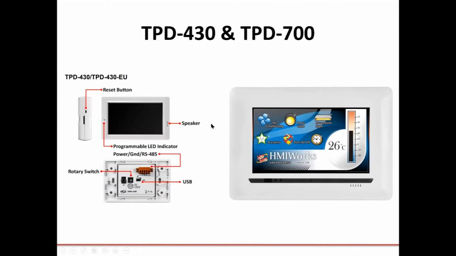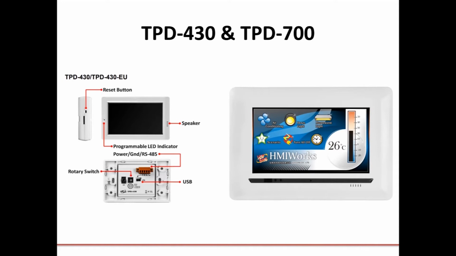In addition to the TPD 280 series, we have the TPD 430 and TPD 700, and these have mostly the same specs as the TPD 280. However, these are available in the 4.3-inch and a 7-inch screen. So, like I said, most of the same specs, but with the bigger screen, up to 64 megabytes flash storage on some of the larger models, giving you more room for pictures and animations.